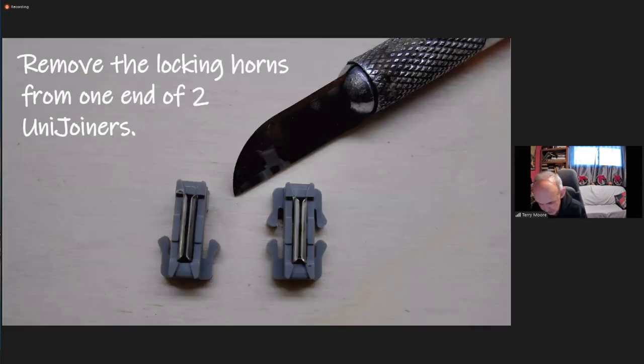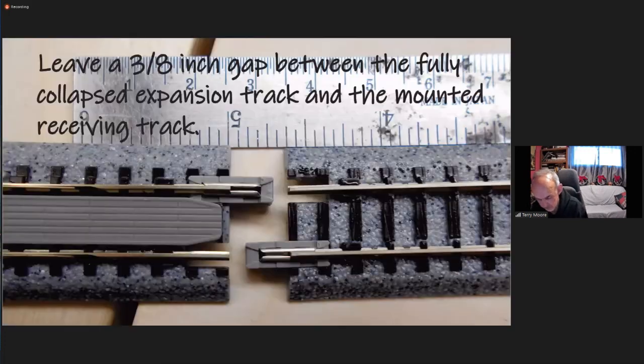First of all, take two rail joiners and remove the locking horns from one end of each of them. Join the expansion track to the siding on the left module with two normal unmodified rail joiners.